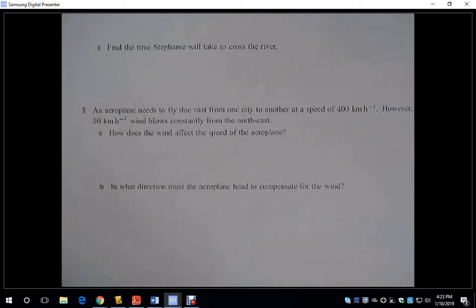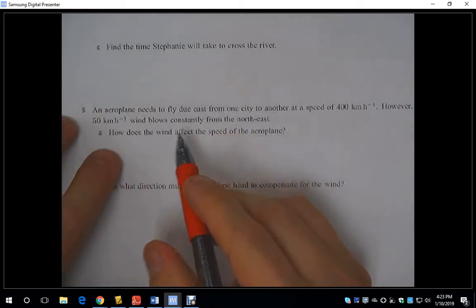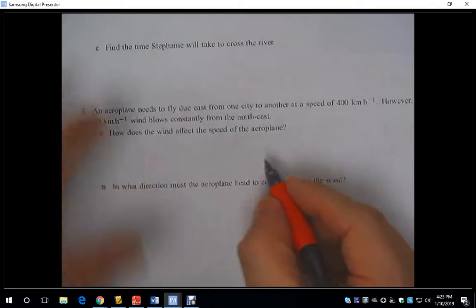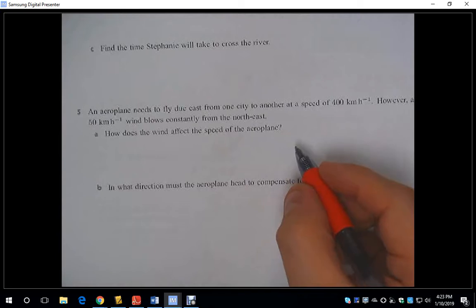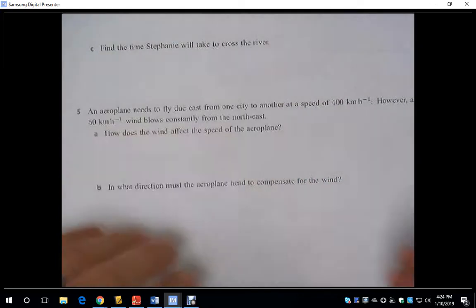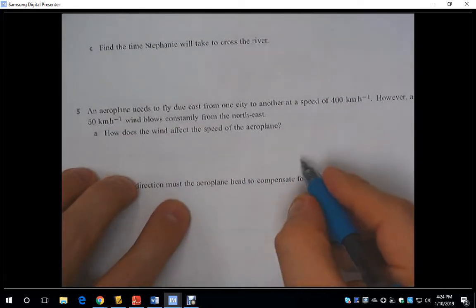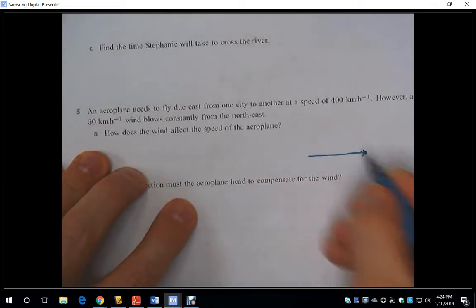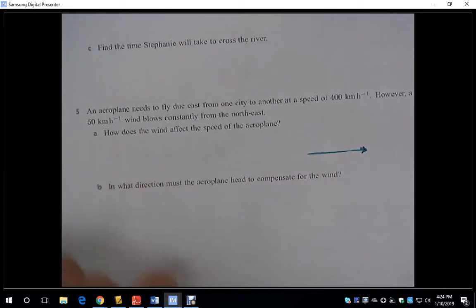9.93 degrees east of south. All right, so let's not make this video super long. I'll skip to number 5. It says an airplane needs to travel, or it needs to fly due east. I need to fly due east. So that means that my resultant vector is going to look something like this.